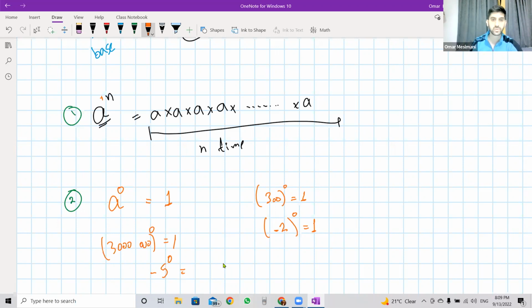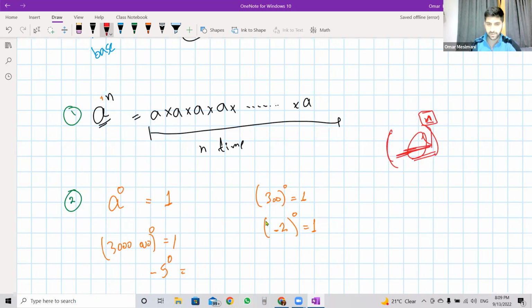What is the main difference between the -2, this one, and the brackets? Exactly. Why is that different? Because when you have a power of n, that power is only for this base. If there is a bracket, it means that the power is for anything inside the bracket.